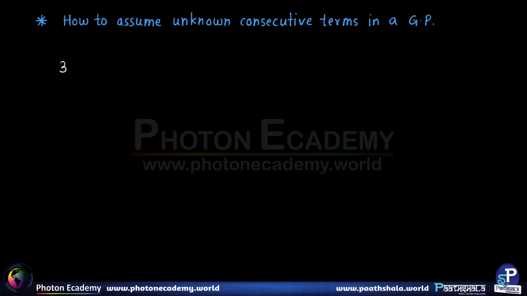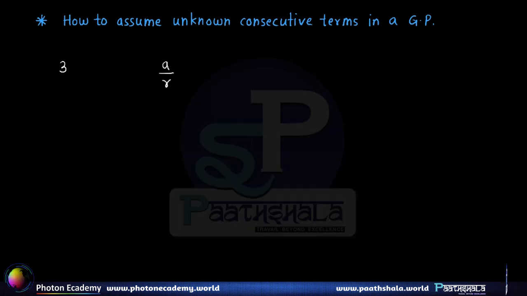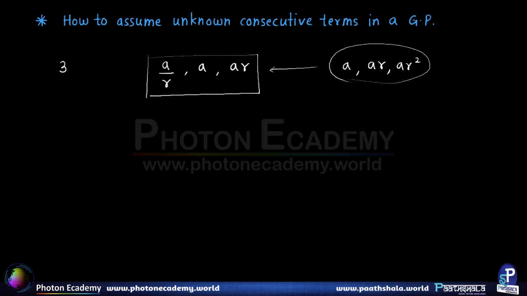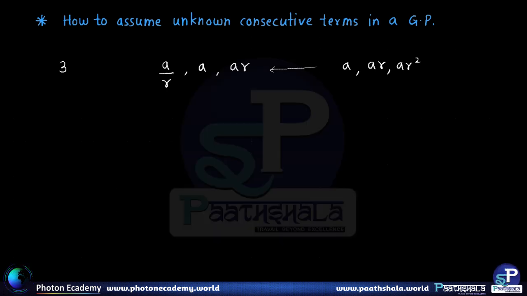First is A upon R, then second term is A and the third term is AR. Now this is a slightly better way to assume the 3 terms rather than A, AR and AR square. Alright, so rather than this is a better way. Of course the second way which we saw is not a wrong one, but in some cases the method shown here works better and is more convenient. Alright, so that's the way we assume the terms.